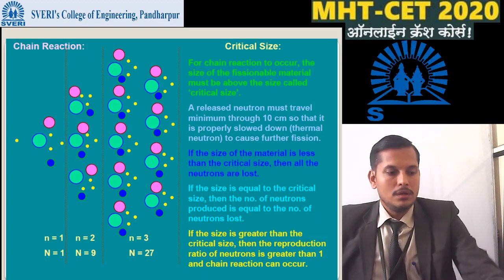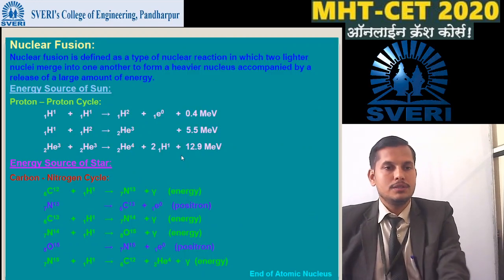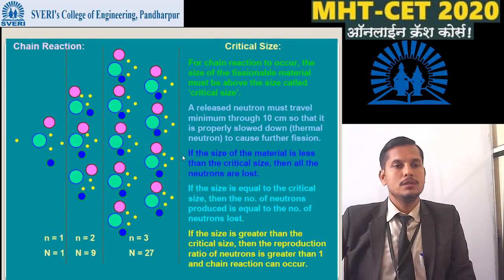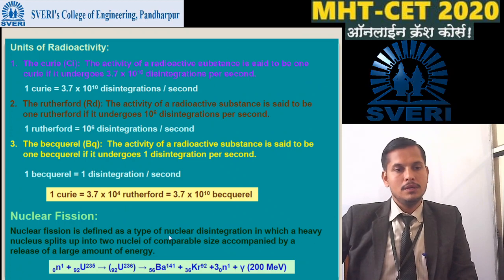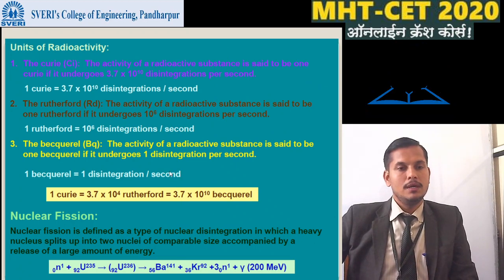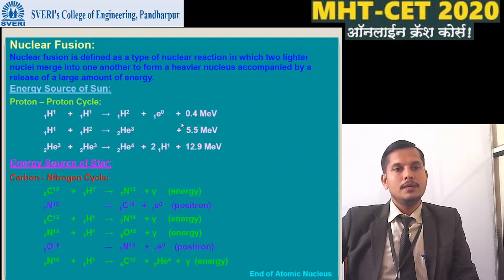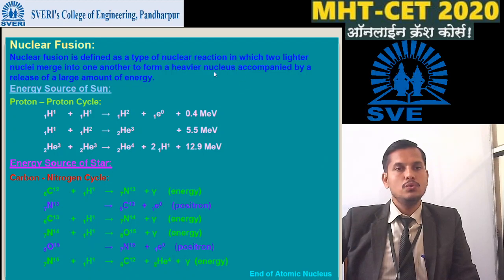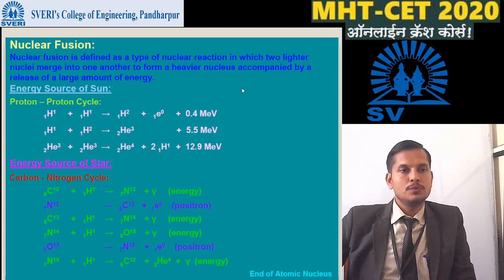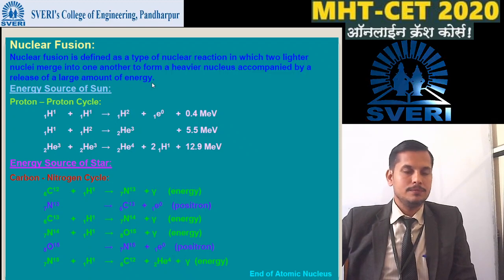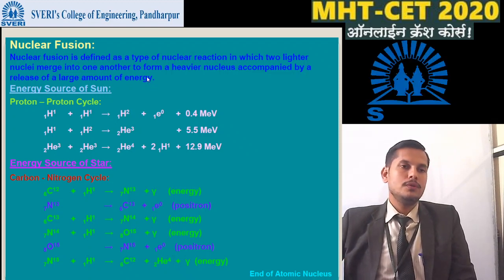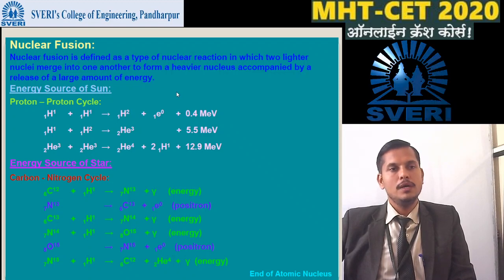Then we move to the next type, that is nuclear fusion. We have discussed nuclear fission, where the heavy nucleus splits into two light nuclei. Now nuclear fusion is defined as a type of nuclear reaction in which two light nuclei merge into one another to form a heavy nucleus, which is accompanied by release of a large amount of energy. So opposite to nuclear fission, in fusion two light stable nuclei combine together to form a heavy nucleus, and of course in this case a large amount of energy is released.